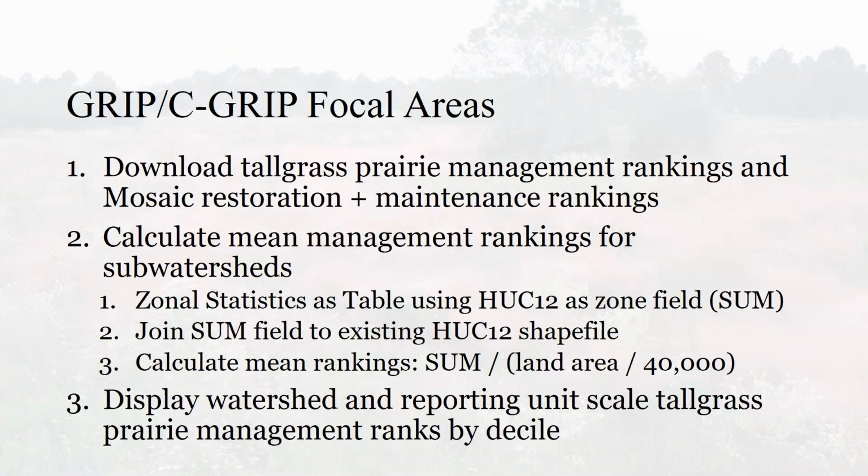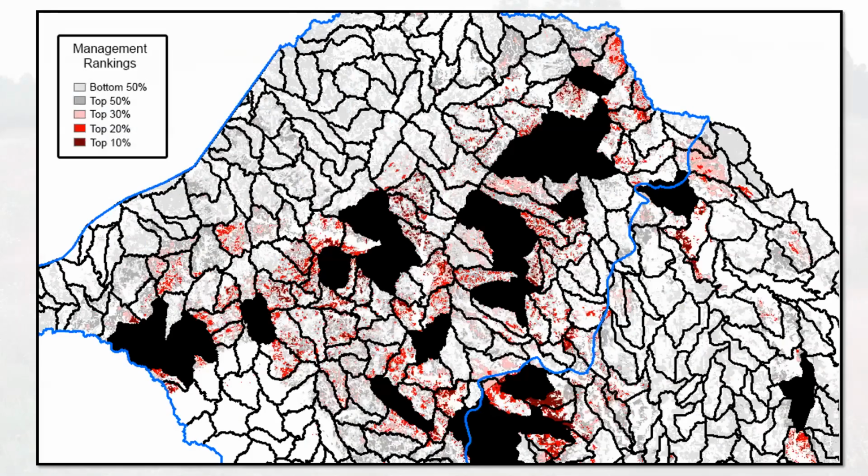We then displayed both layers by deciles, so categories of 10, to prioritize selection of focal areas. And this is what all that looks like. It's kind of messy, it's certainly ugly, but for me it was a really clear way of looking at this and trying to help guide selection of focal areas. And so what you're seeing here is the top 10% of subwatersheds are blacked out.